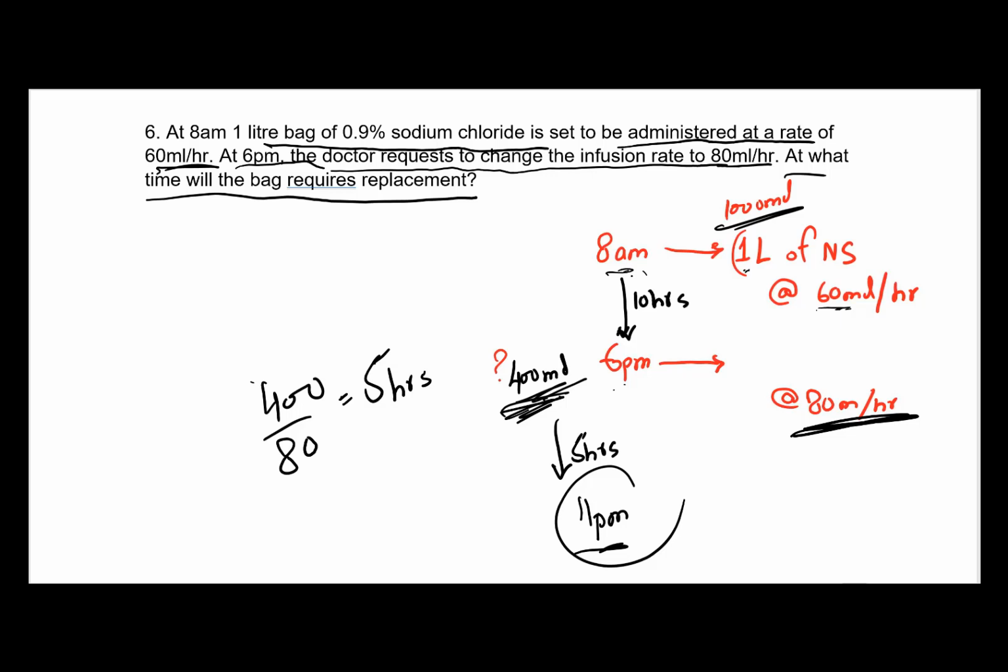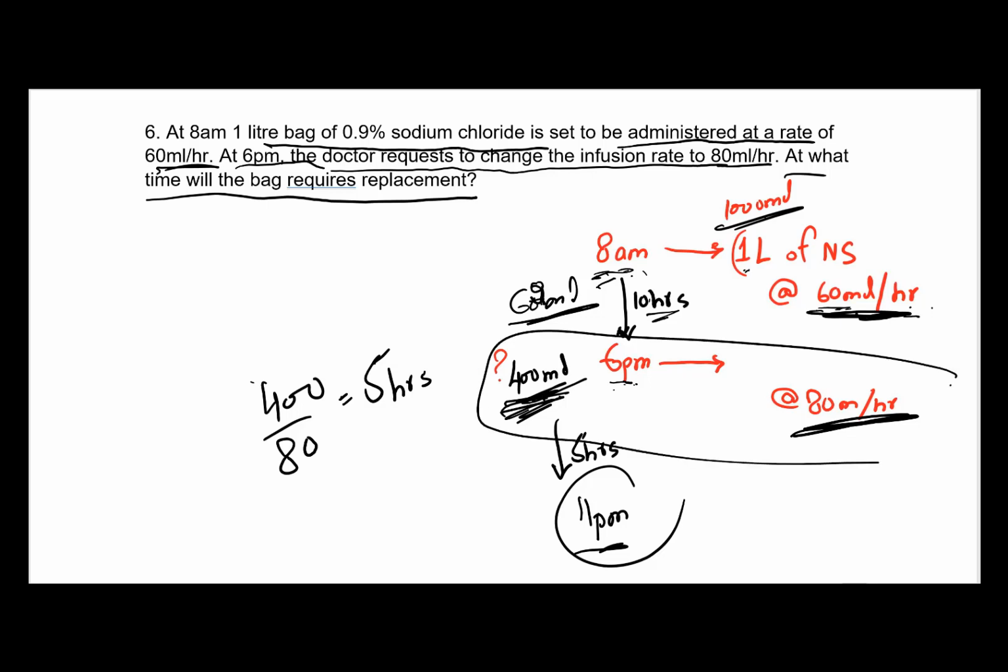So first of all, I want to find out from 8 a.m. in the morning until 6 p.m. how much infusion fluid has gone into the patient. So 1000 milliliters started with 60 mils per hour. In 10 hours, I have finished 600 mils. Right? In 10 hours, from 8 a.m. till 6 p.m., at this infusion rate, 600 milliliters has gone. And I'm left with 400 milliliters now.